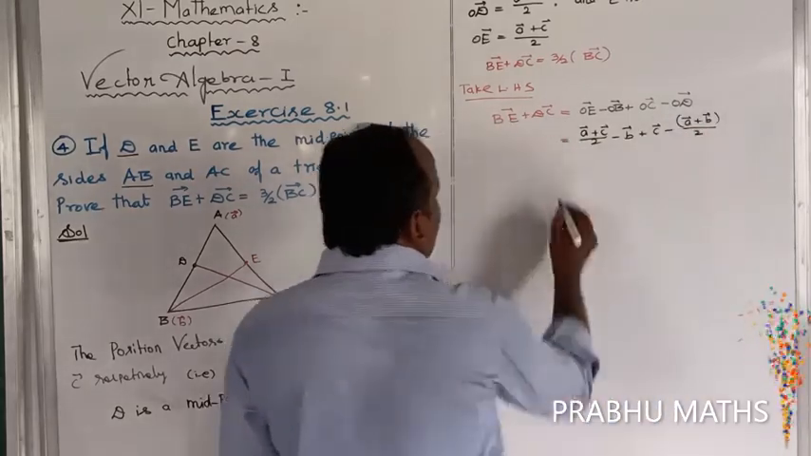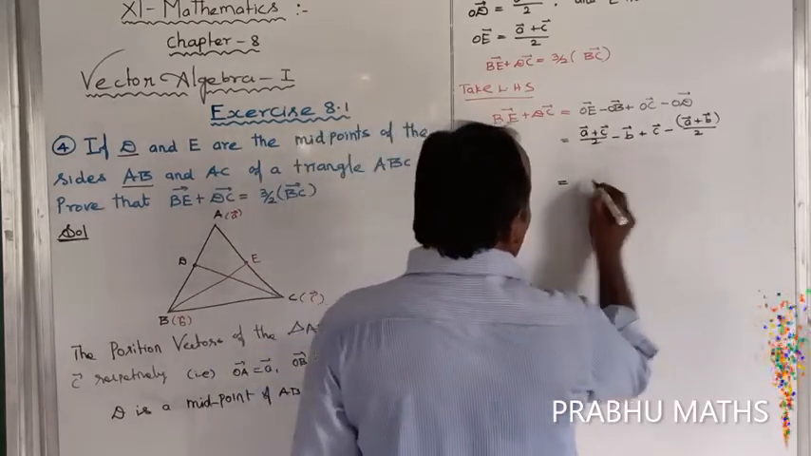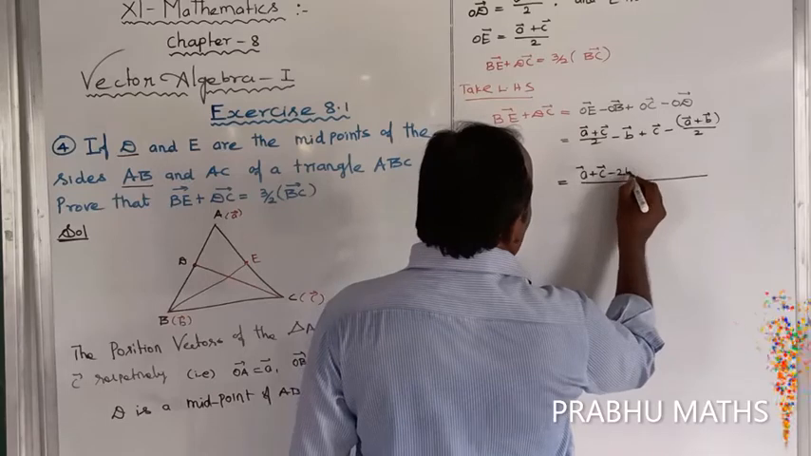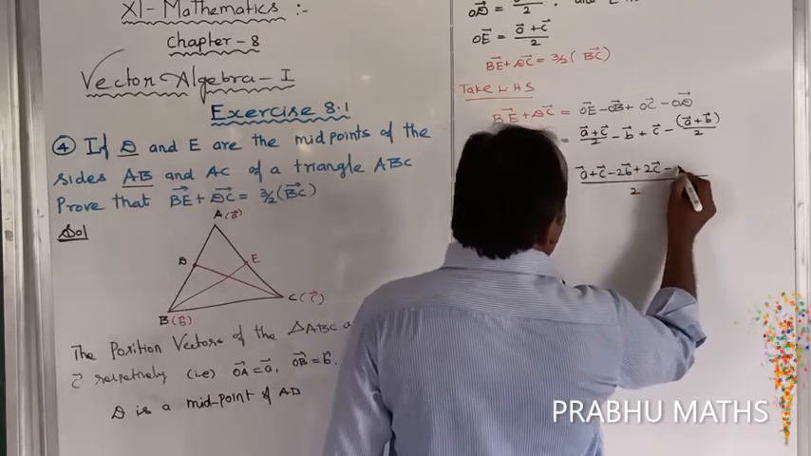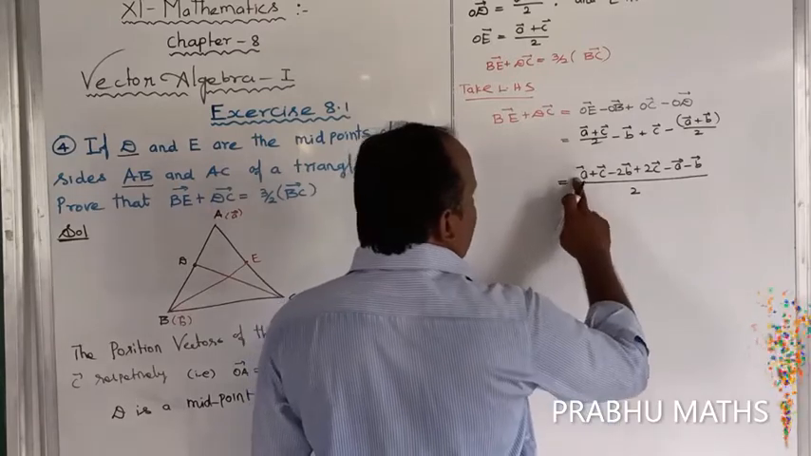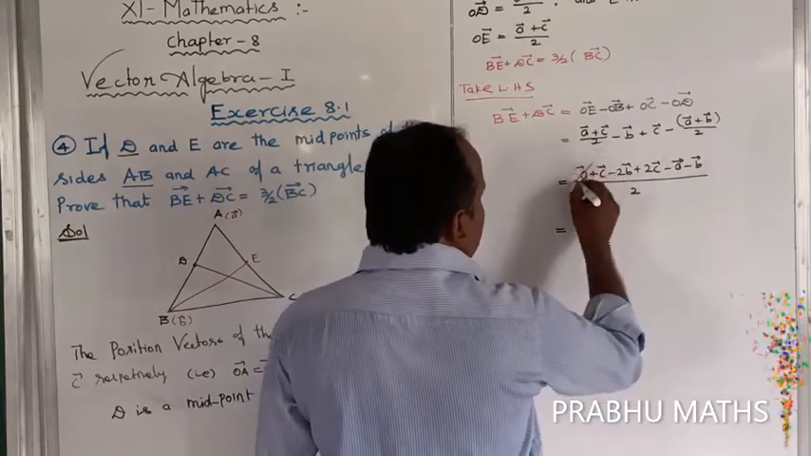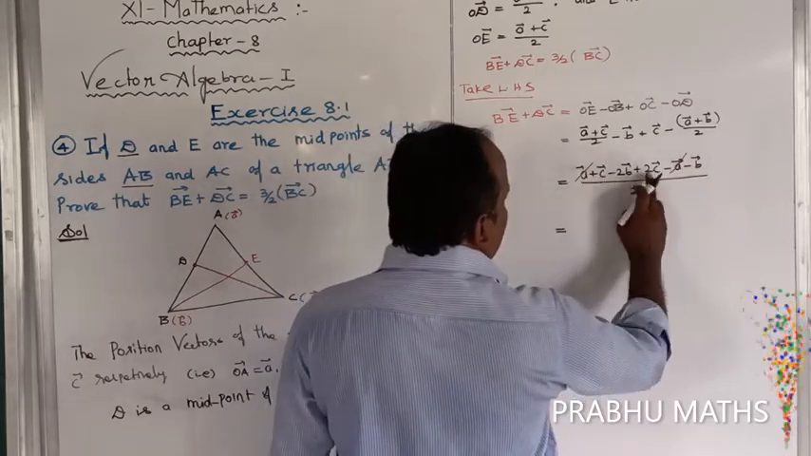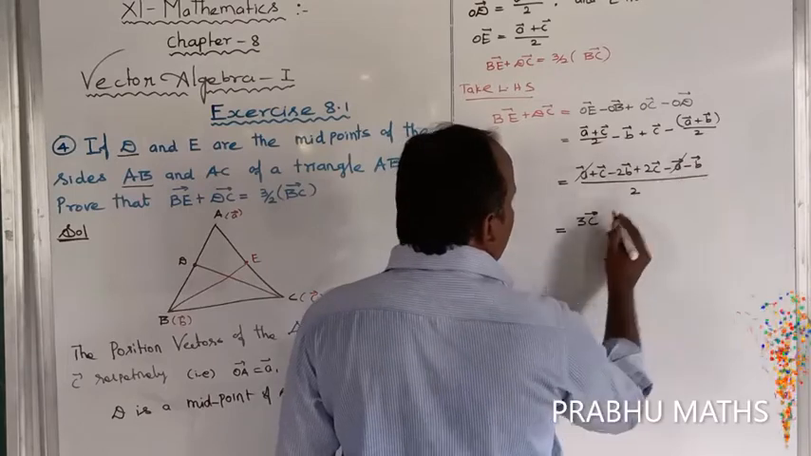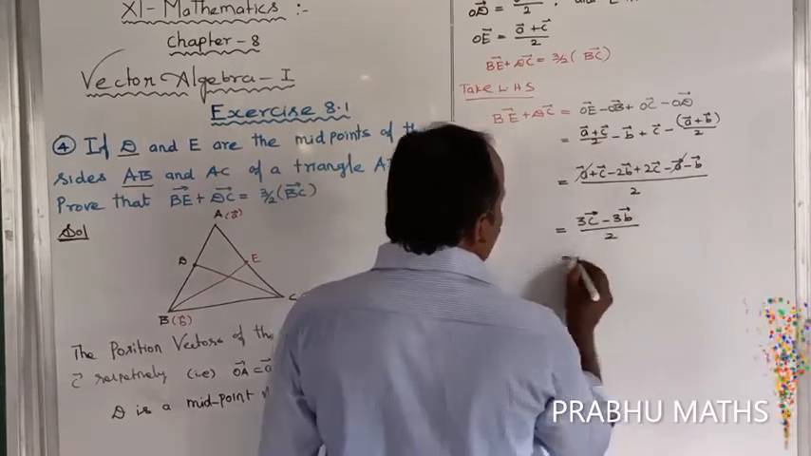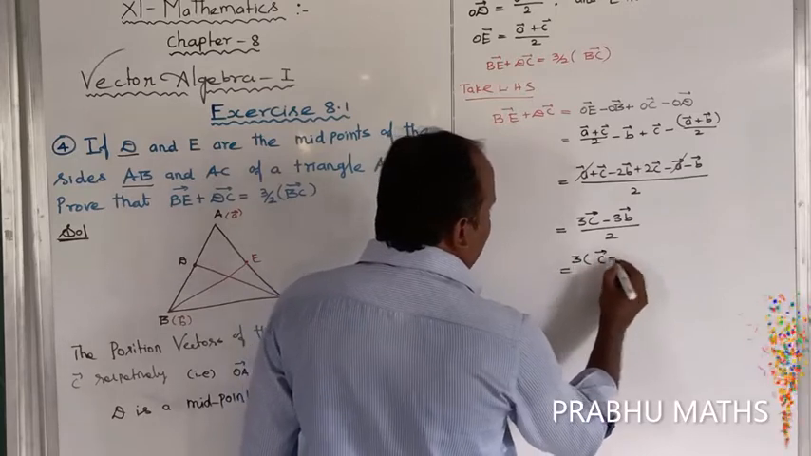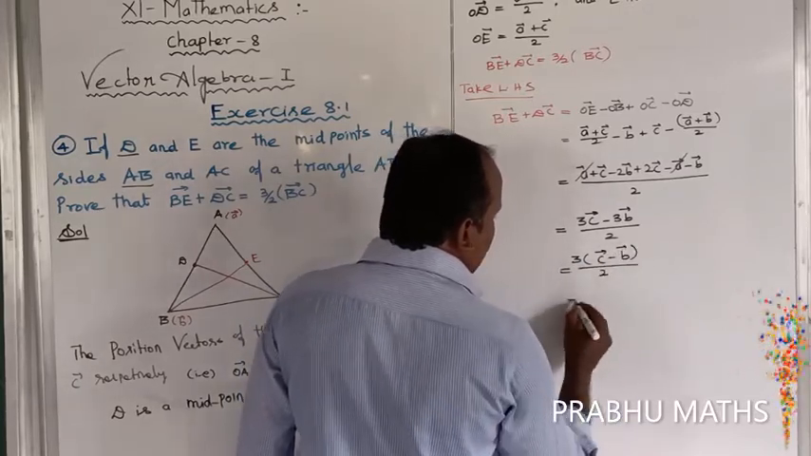So the common denominator is 2. That is A vector plus C vector minus 2 B vector plus 2 C vector minus A vector minus B vector. The A vector and minus A vector cancel. The remaining C vector terms give 3 times C vector, and minus 2B minus B gives minus 3 B vector, divided by 2. The common factor is 3 into C vector minus B vector, divided by 2. That is equal to 3 by 2.